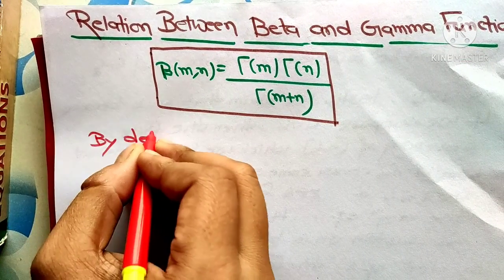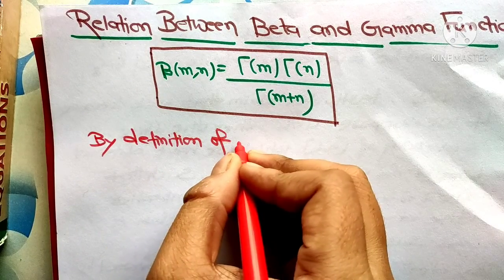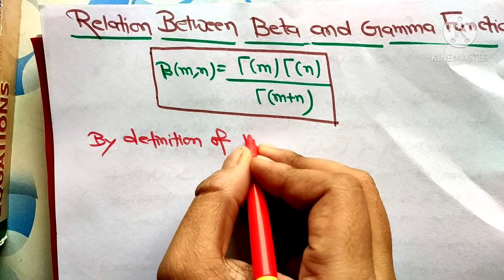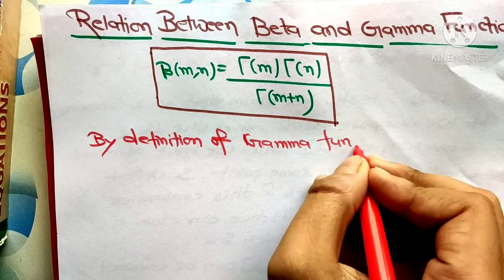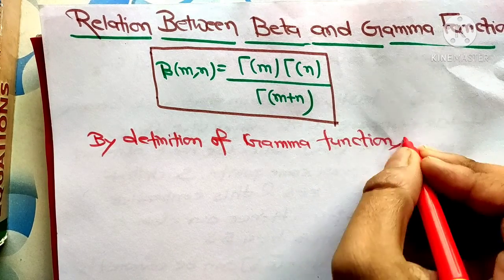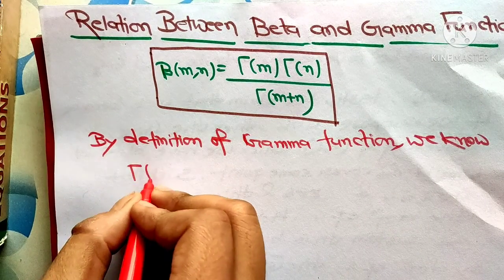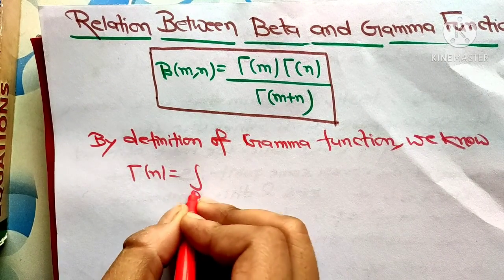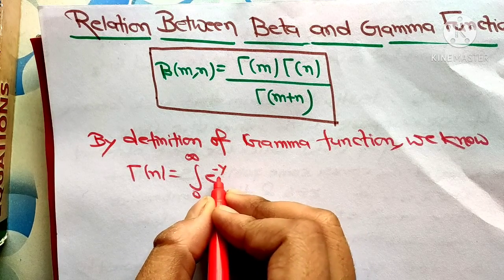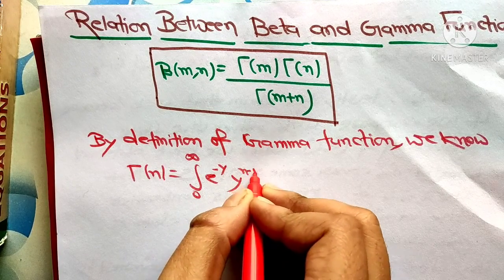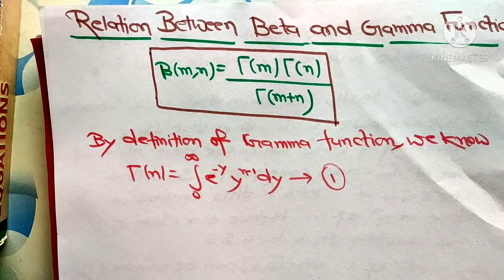By definition of gamma function, we know that gamma n is equals to integral 0 to infinity e to the power minus y, y to the power n minus 1 dy. Okay, assume it equation 1.